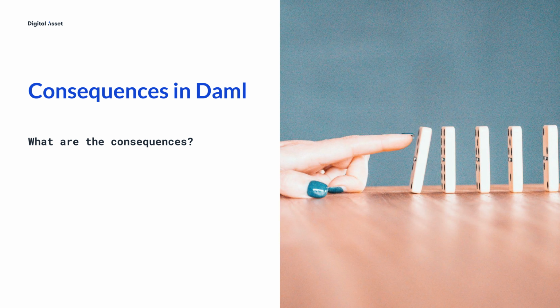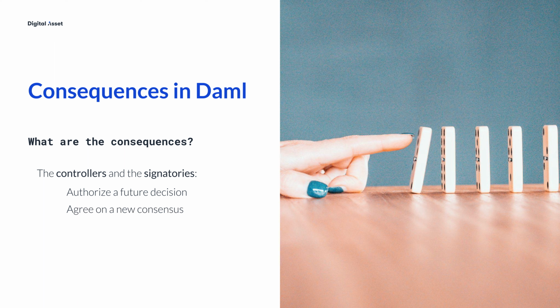So in a DAML system, the consequences of a decision or choice are one or more of the following: the authorizers and the decision maker, in DAML terms, that means the signatories and controller, jointly authorize someone to make a future decision, jointly agree between them that a new fact is true, and jointly agree between them that a previously agreed fact is no longer true.